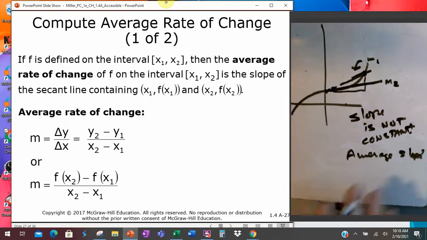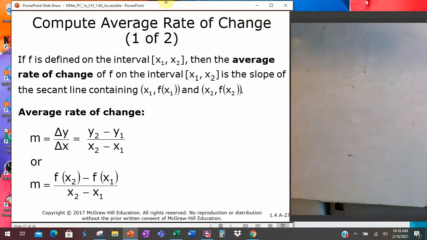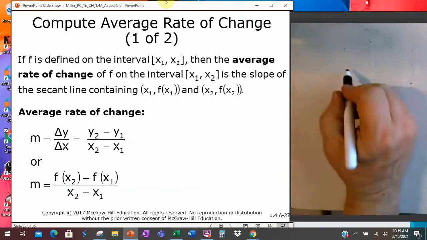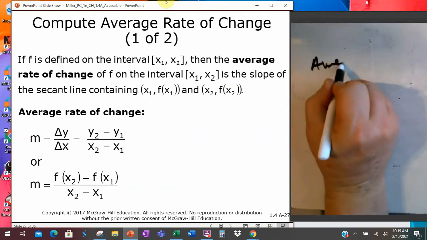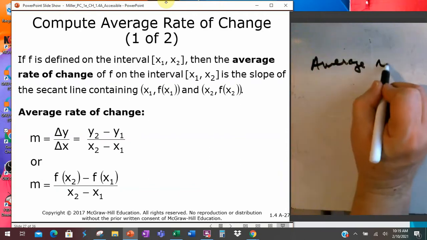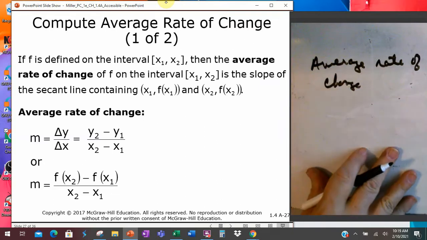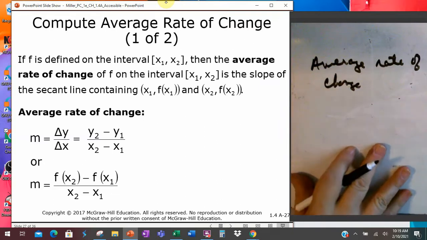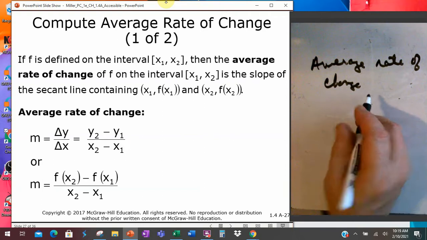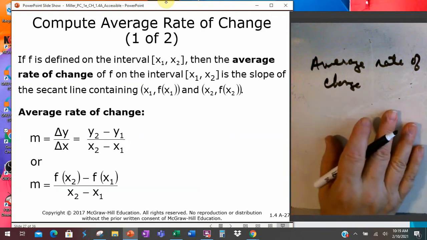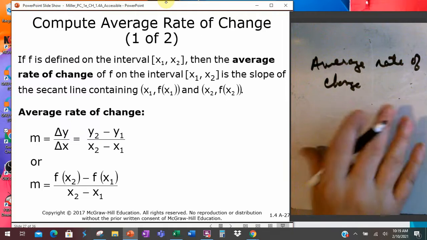Okay, so I'm going to do this thing, and I'm going to call it the average rate of change. I'm not going to do anything different, but I have to tell you over what two points. If f is defined on the interval x1, x2, then the average rate of change of f on the interval is the slope here.